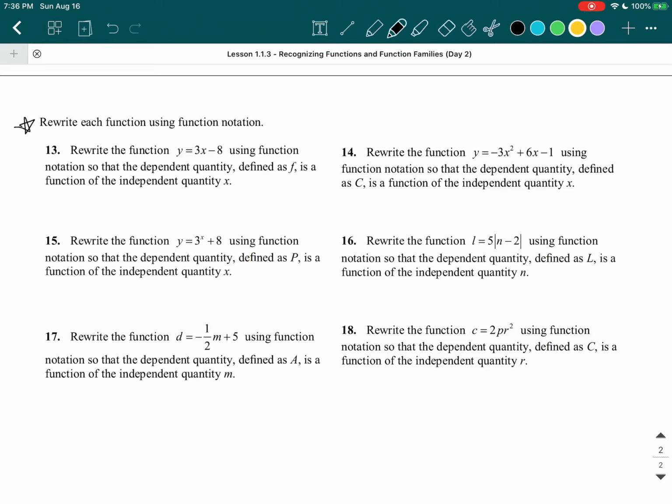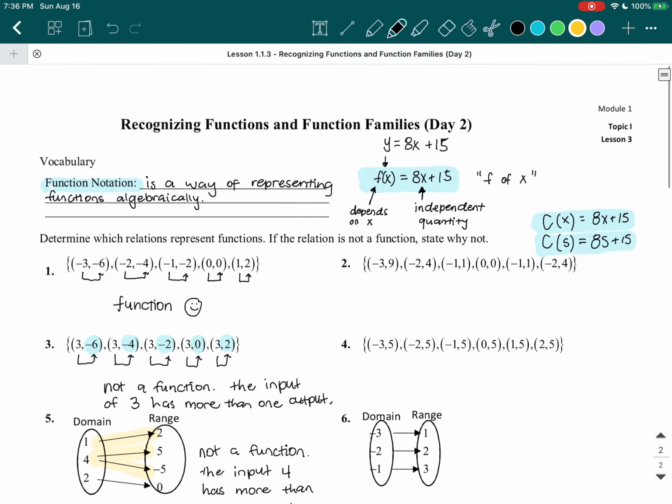All right, so for this section, we are going to rewrite each function using function notation. So this is where we have to refer to that definition that we wrote on the very top. Let me take a glance at it again. Function notation is where you take the y, let me just point so you know where we're looking at. You take this y and you change it to f of x, okay? So that's what we're going to do.